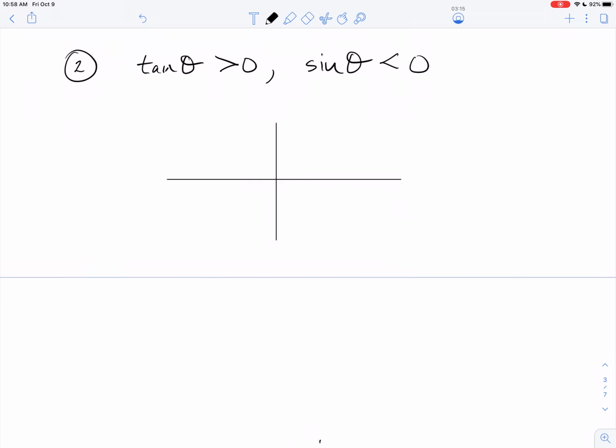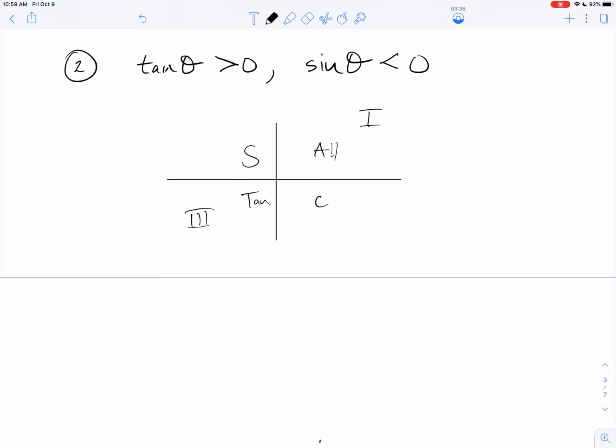I know that tangent, according to the AX rule, and I'm just going to keep doing this, tangent is positive in quadrant 1 because all of them are positive. Remember, that's what the A stands for. And tangent's also positive in quadrant 3. So what's the next hint they give me?